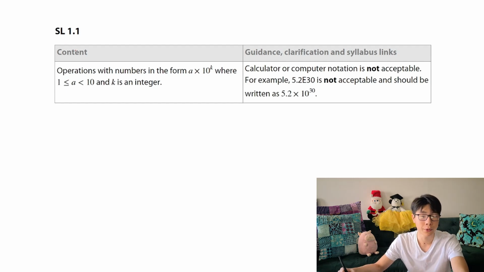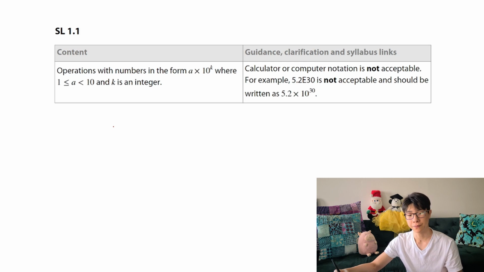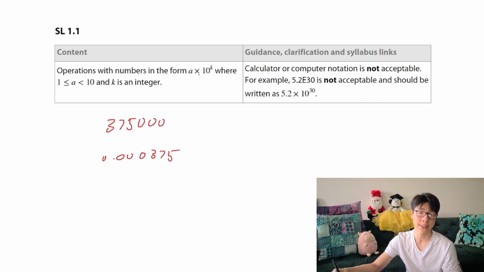Okay, so SL 1.1 is mainly on scientific notation. With scientific notation, we want to convert a very large number, or possibly a very, very small number, into the form a times 10 to the power of k, where a is greater than or equal to 1 and less than 10, and k is an integer.